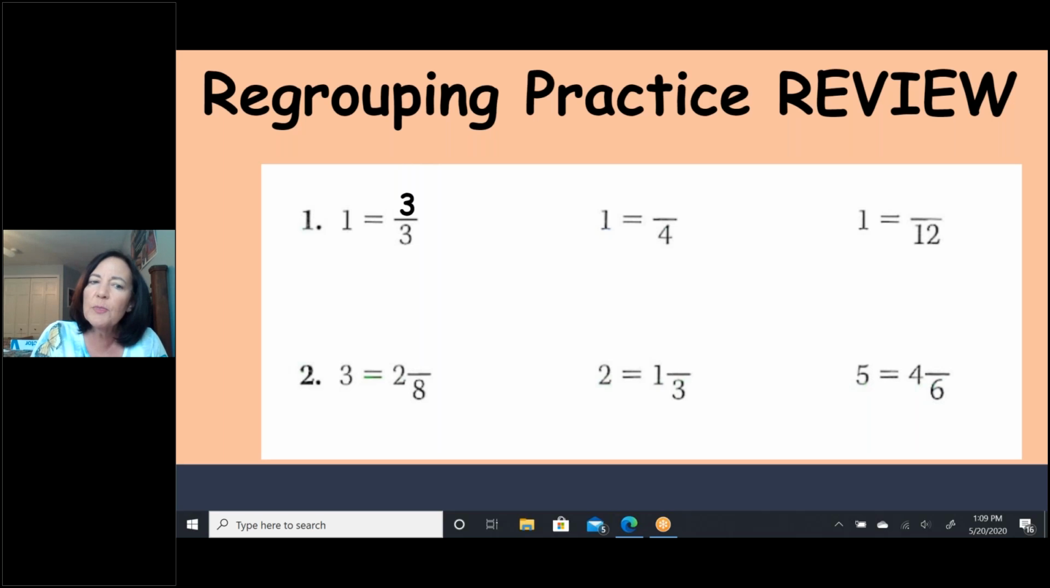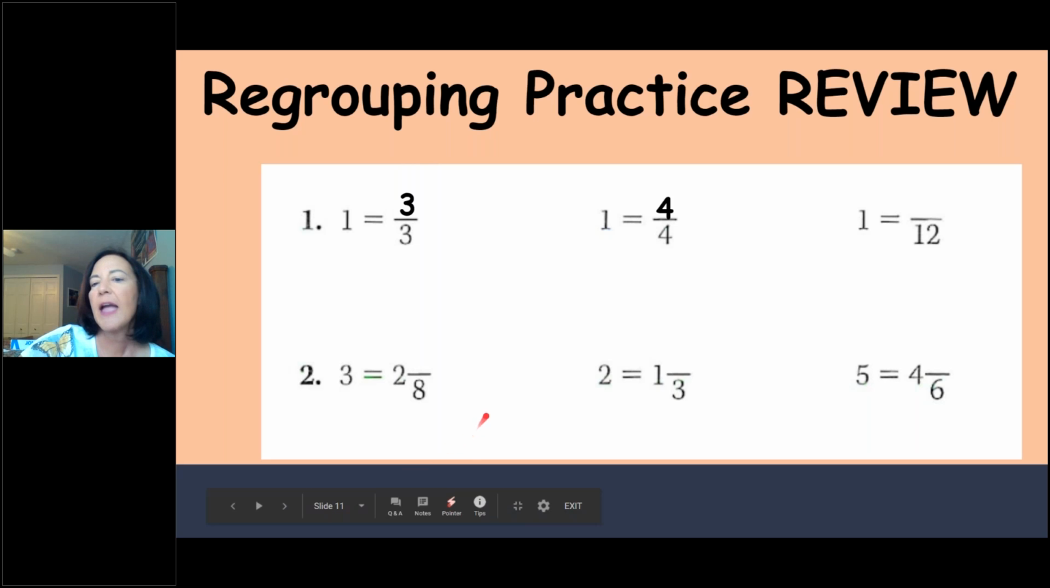But in order to be successful subtracting fractions, we have to understand, and we're going to have to be able to rewrite a whole as 3/3. So how about if I had to write a whole as fourths? How many fourths would that be? 4/4. That's it. And how about as twelfths? A whole would be how many twelfths?